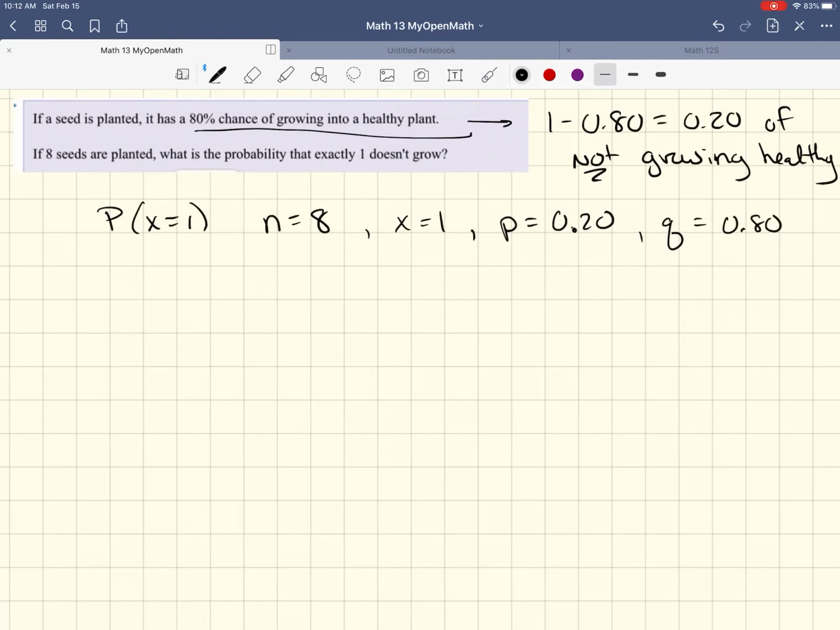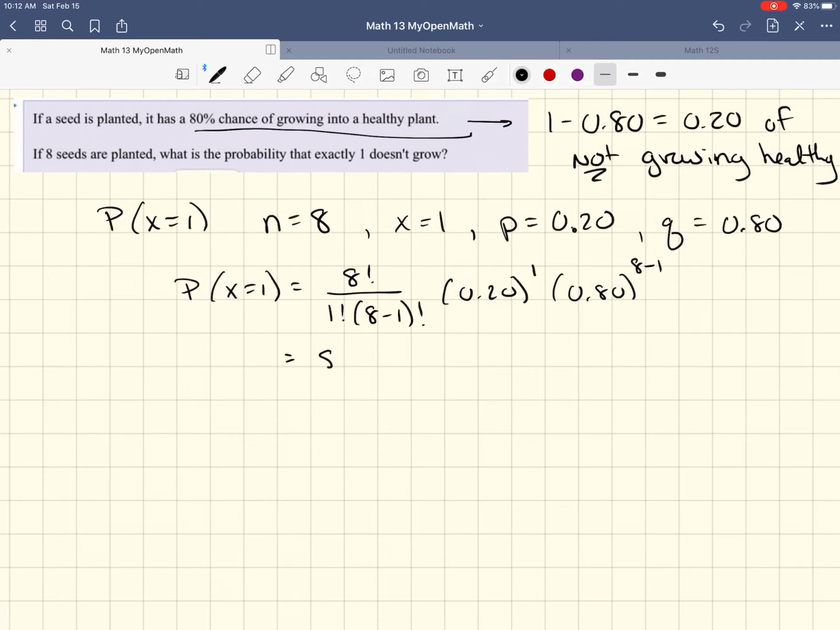Okay, now remember, we're going to plug it into that big formula we have for binomial distribution. So the probability of one success is n factorial, so 8 factorial, over x factorial times 8 minus 1 factorial, times 0.20 to the number of successes, which is 1, and 0.80 to the 8 minus 1. Okay, let's clean that up a bit.